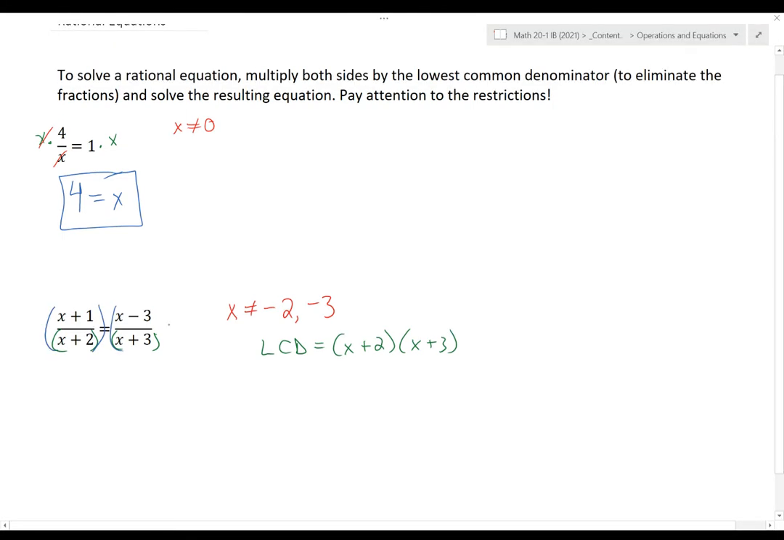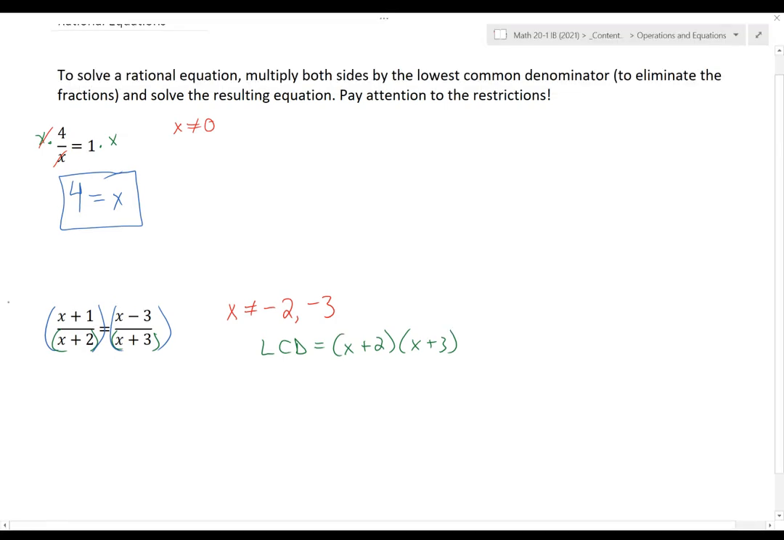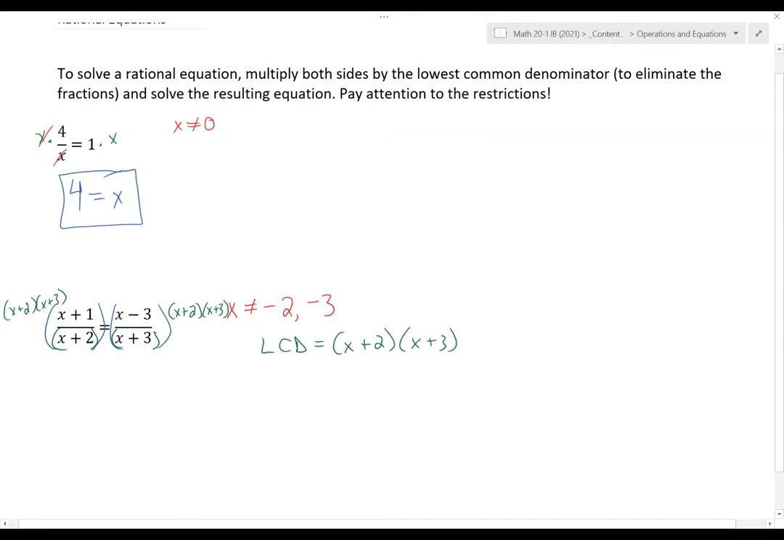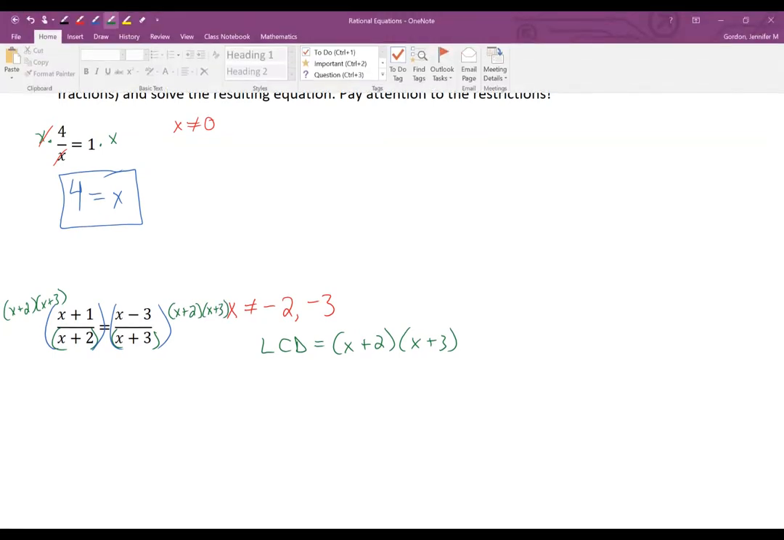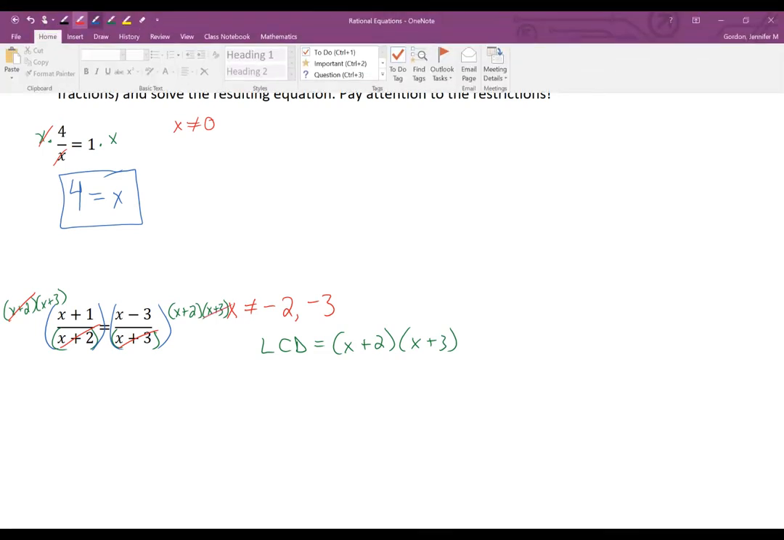So I'm multiplying the fraction on the left times x plus 2 times x plus 3, and I'm multiplying the fraction on the right by that same common denominator. I want to be very clear that that's what we're doing here from a mathematical standpoint. I have to do the same thing on both sides of the equation. So I'm multiplying both sides of the equation by the same thing, this common denominator. On the left, the effect that has is to cancel the x plus 2's and leave me with x plus 3 times x plus 1. And on the right, the x plus 3's cancel, and what's left is x minus 3 times x plus 2.